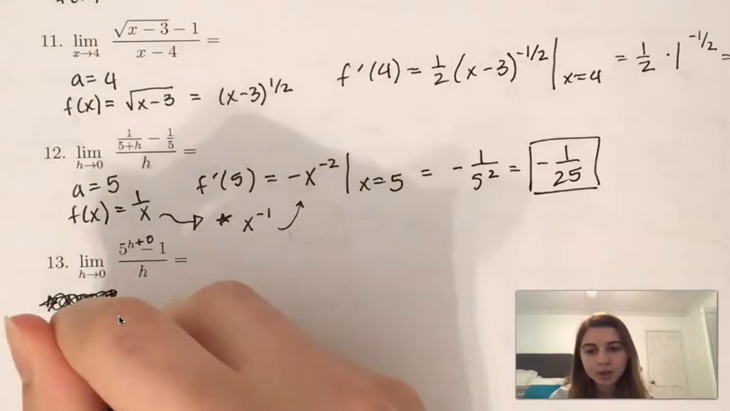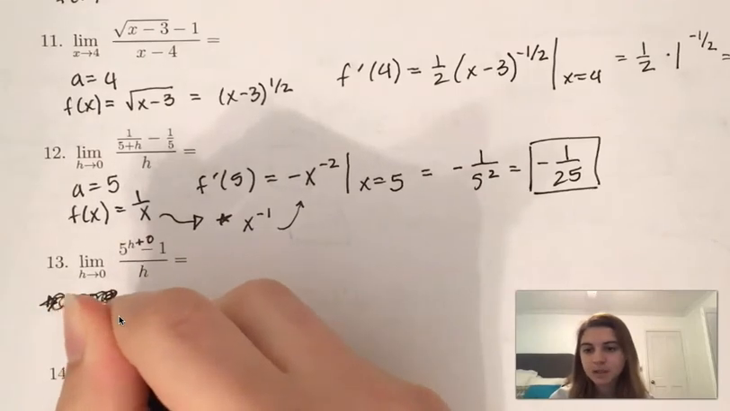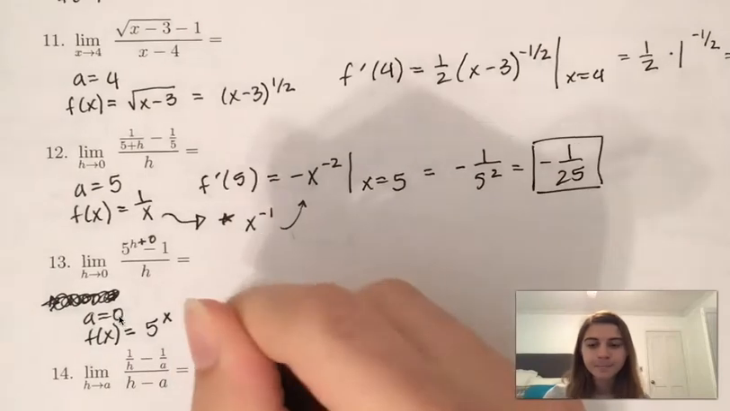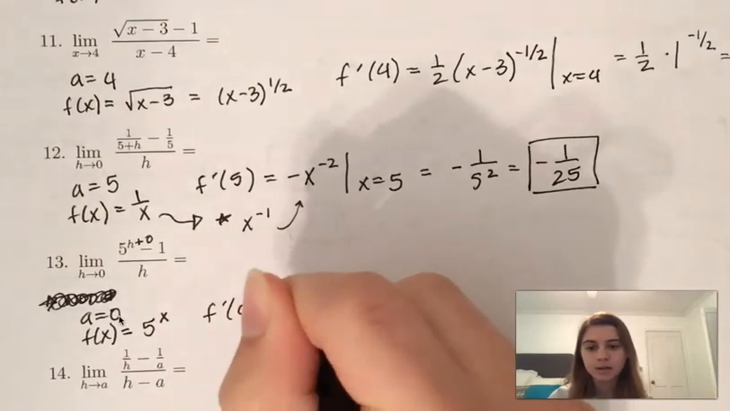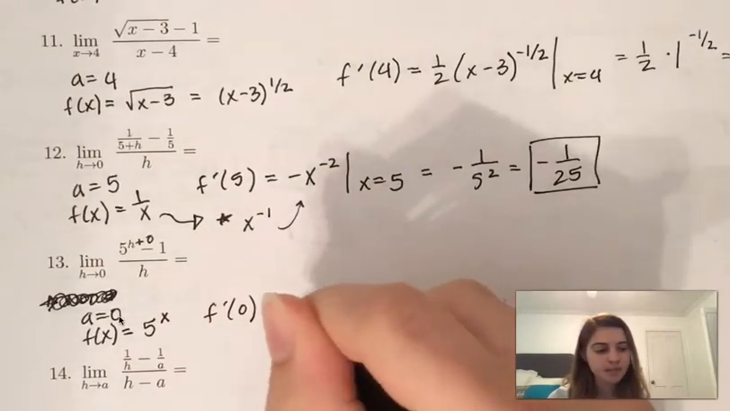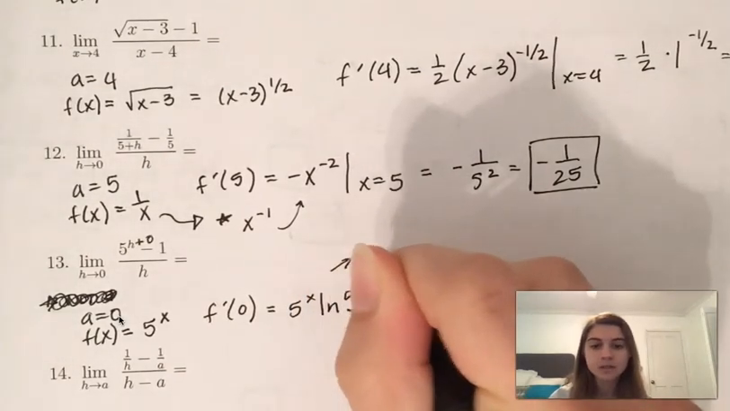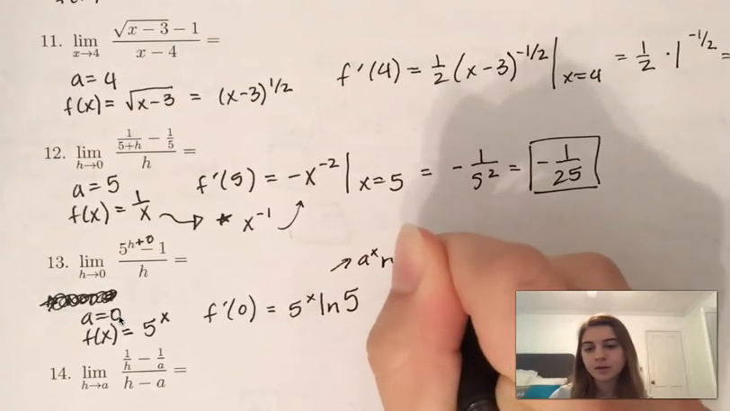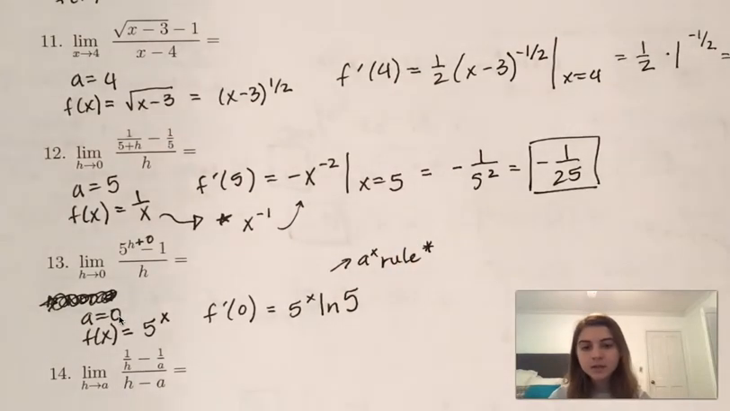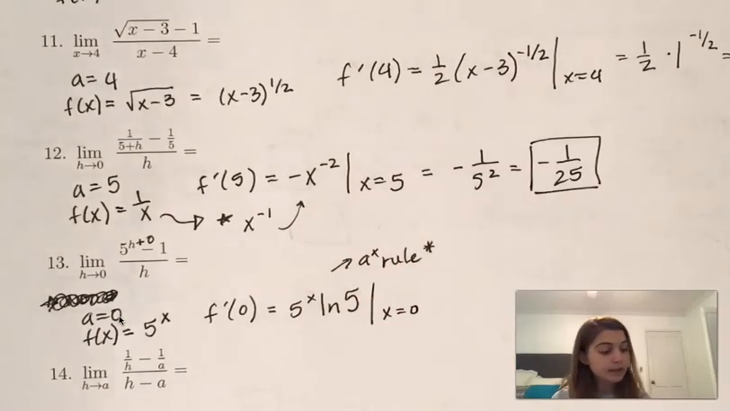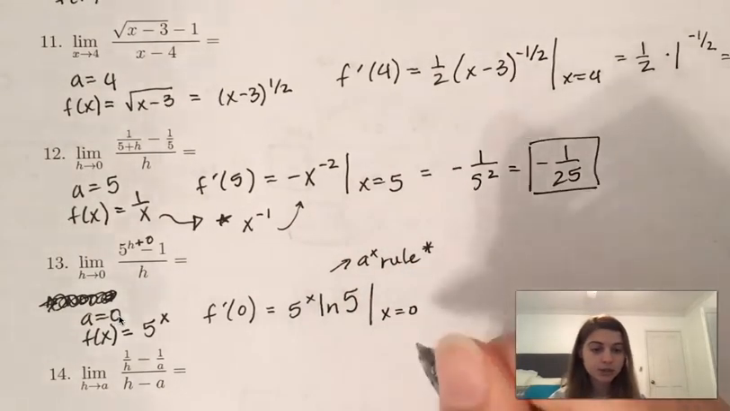And then we have our function here, 5 to the x. That's another of the a to the x rule ones. Remember, don't do power rule for that. It would not turn out happy. So you get 5 to the x ln 5. Plug in that 0. 5 to the 0 is just 1. So your answer is just ln 5.